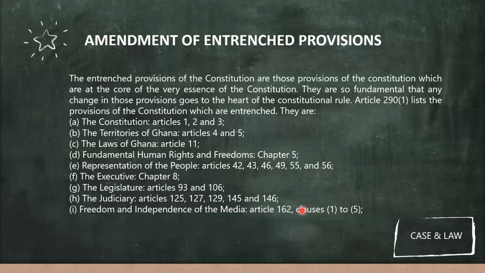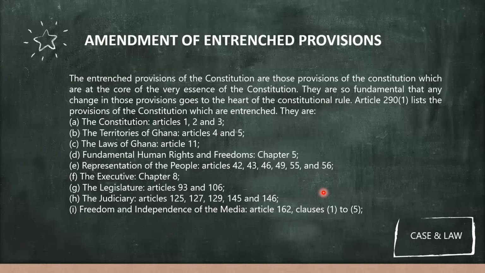Article 11 provides us with the sources of law in Ghana. So it's an entrenched provision. It cannot be amended easily. Same with fundamental human rights, very important. The executive, the legislature, the judiciary, all these articles are very important to the soul of the country, meaning that they just cannot be amended easily. So they are all entrenched provisions. They are so fundamental that any change goes to the heart of the constitutional rule. They form part of the fabric of ensuring constitutional rule in any state.